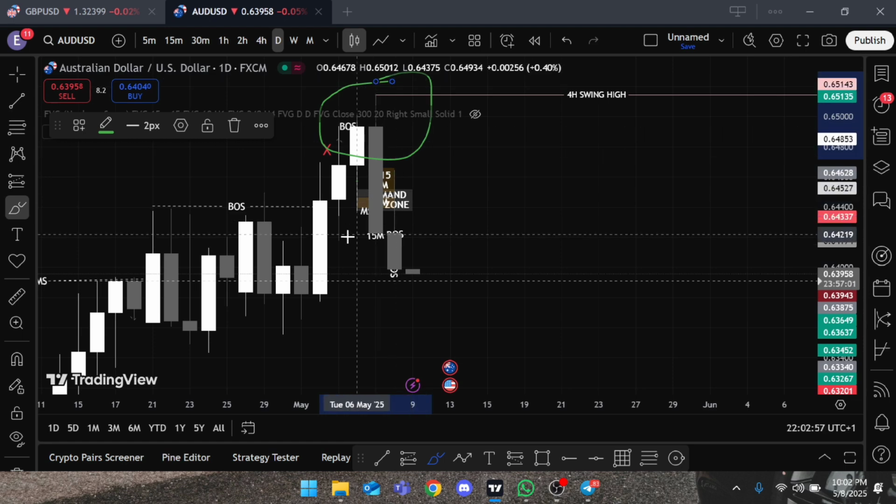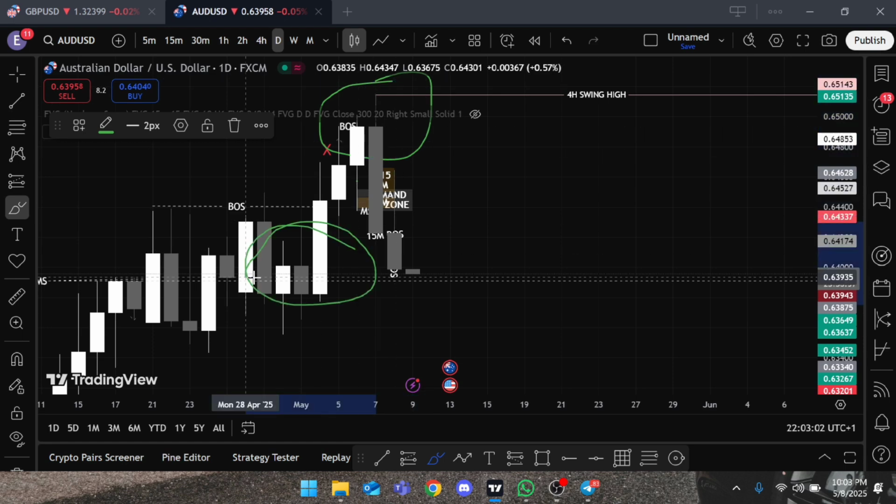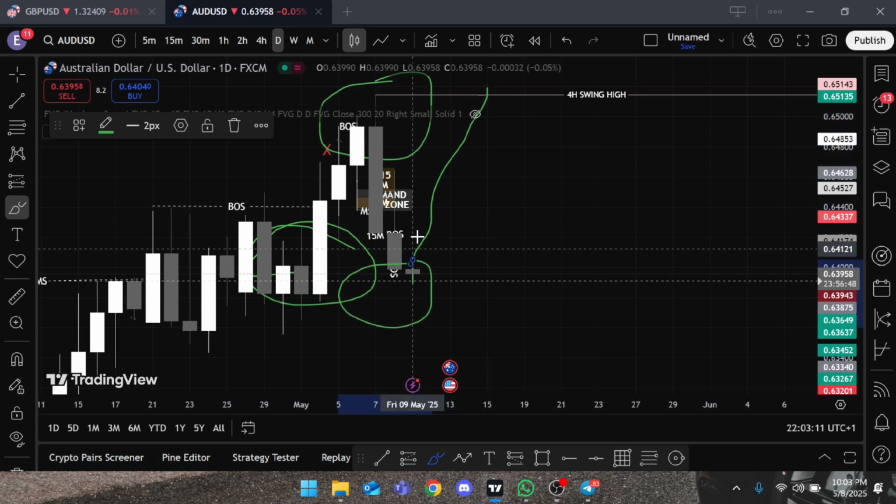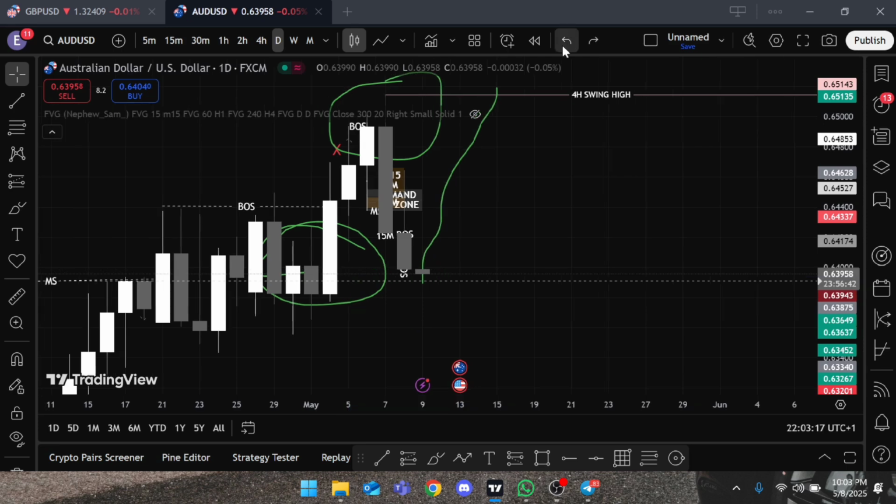We're waiting for the market to go down and hit any demand zone around this area, then bounce back. Okay, so we buy at the bottom to the top as it creates a new higher high. That is the point.